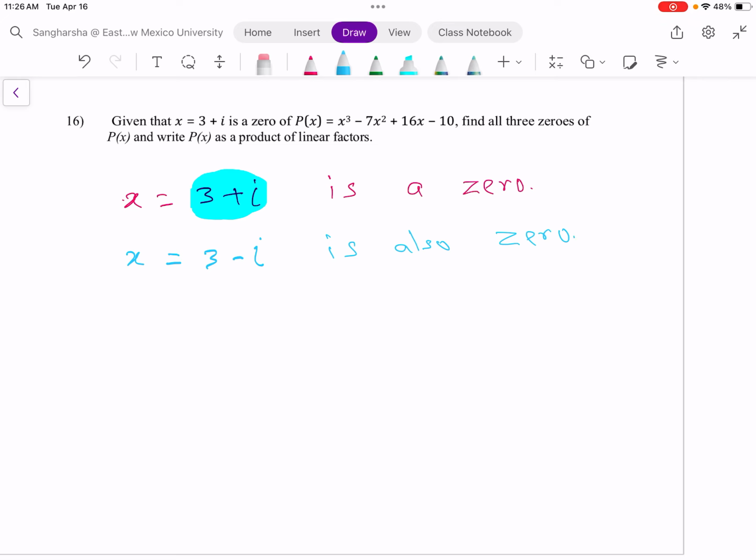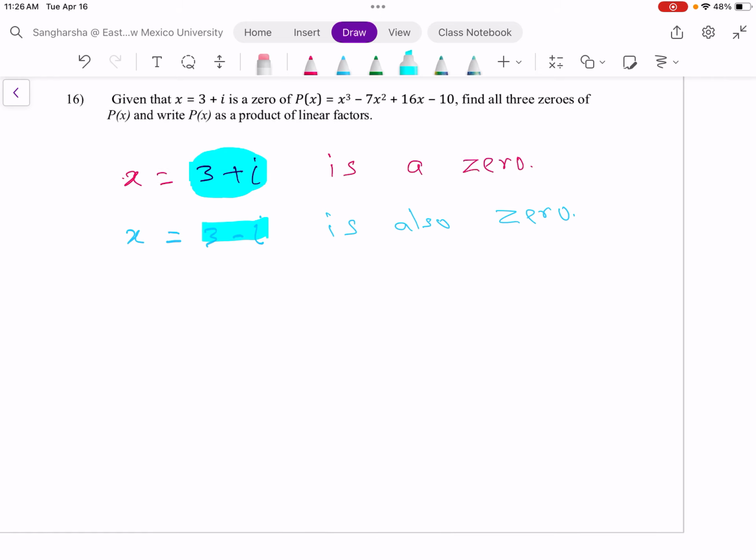Now our target is finding the 3 zeros. So we already have 2 zeros: 3 plus i and 3 minus i. So we have the 2 zeros, and we need to find one more zero. Now, what does it mean? If 3 plus i is a 0, what is the corresponding factor? How do we write the corresponding factor?